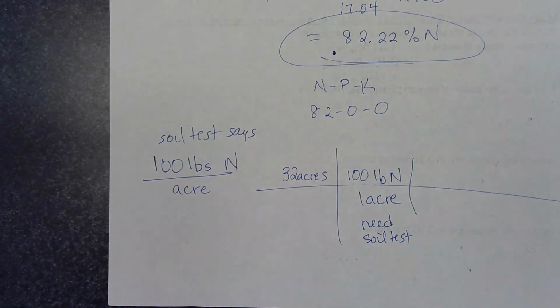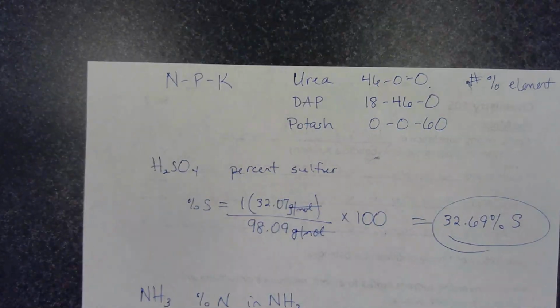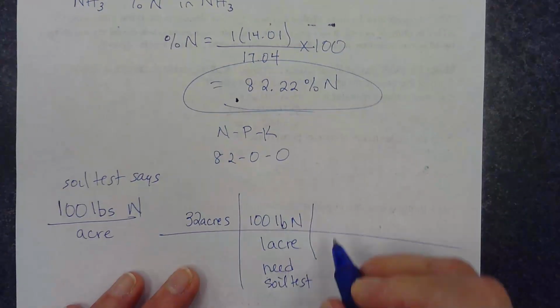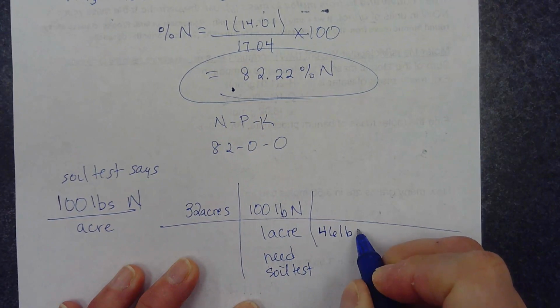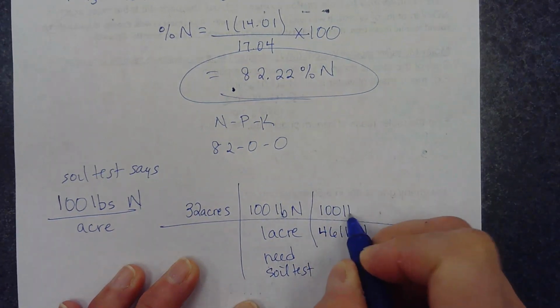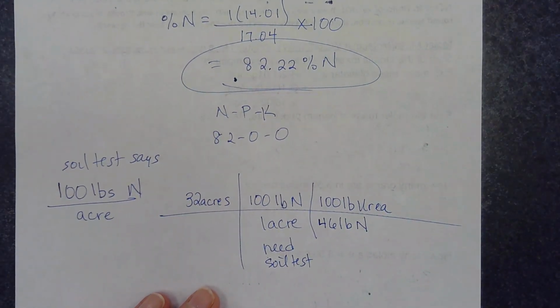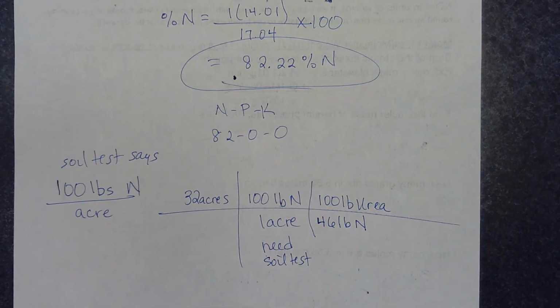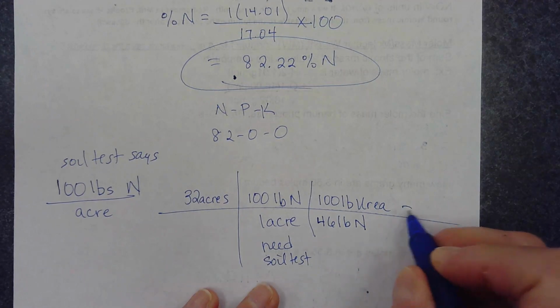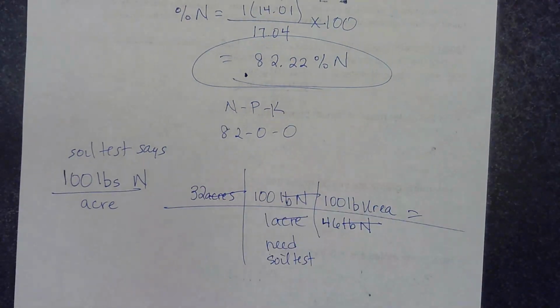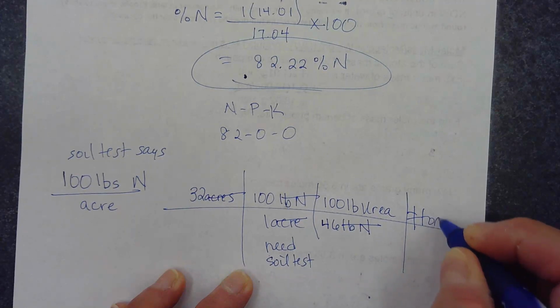But how is it provided to me? What is urea? I wrote it down up here. 46-0-0. What does that mean? 46 pounds of actual nitrogen per 100 pounds of urea. Does that make sense? Yep. That's what the numbers mean. So now, run your numbers: 32 times 100 times 100 divided by 46. And lots of times these are done in tons, so let's go ahead and do it in tons.